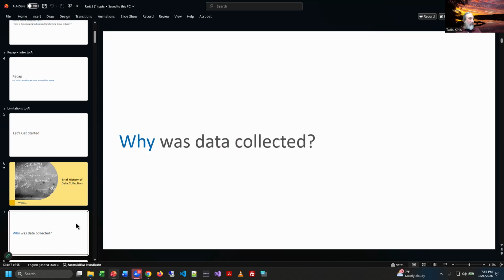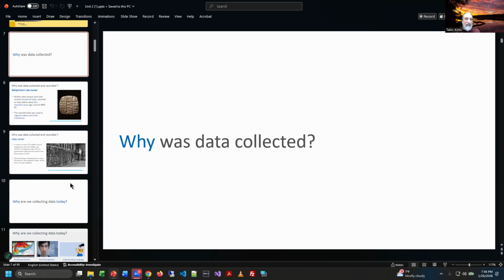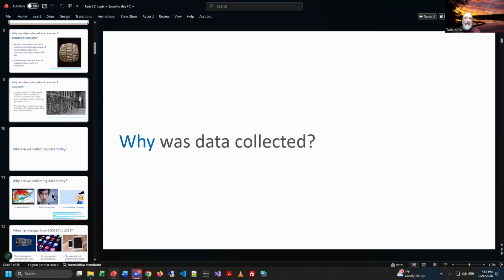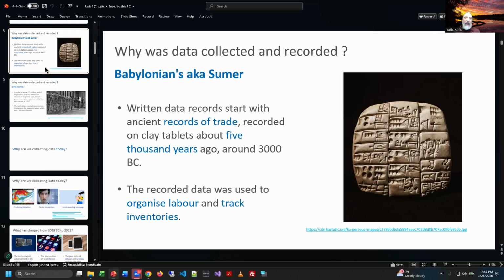And we start off with this really goofy question here, which is why was data collected ever? Why did people care enough to collect information? And we can go way back in history, and I think this is what's fascinating, because what we have here is this clay tablet that comes from Sumeria, and the type of writing that's on there is called cuneiform.